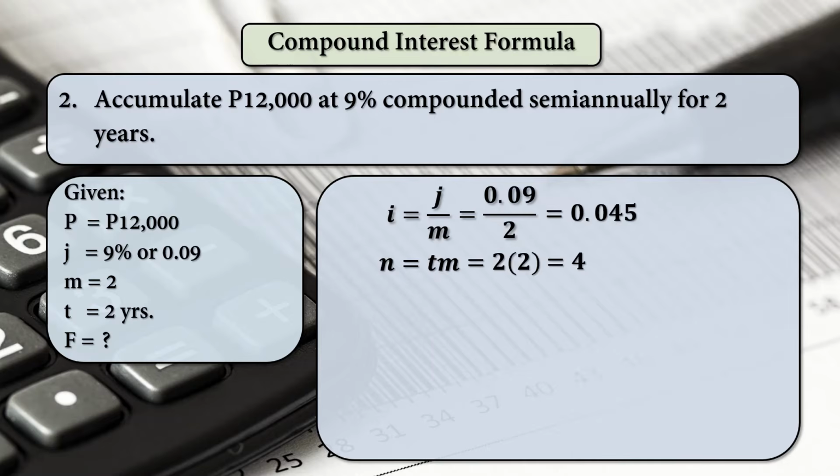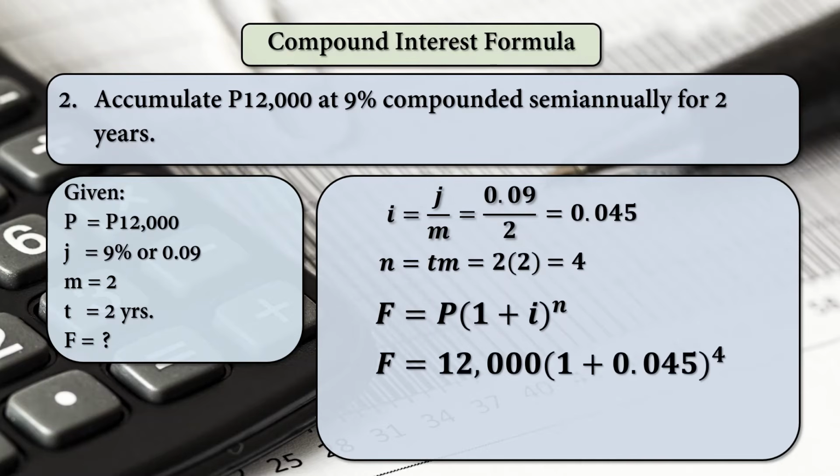So we are now ready to substitute these values to our compound amount formula F. F is equal to P times 1 plus i raised to n. P is 12,000 pesos times 1 plus 0.045 raised to 4. So that is equal to 14,310 pesos and 22 centavos.